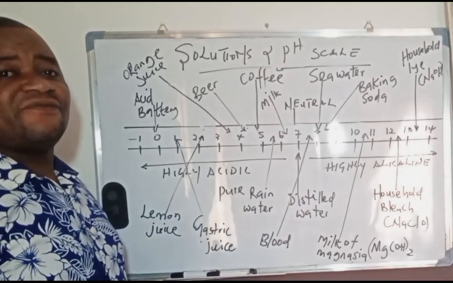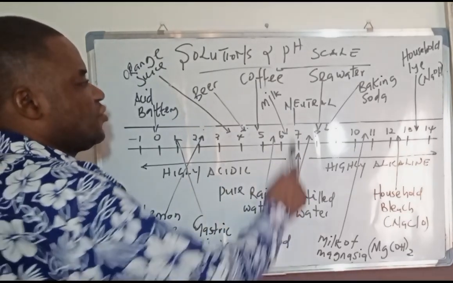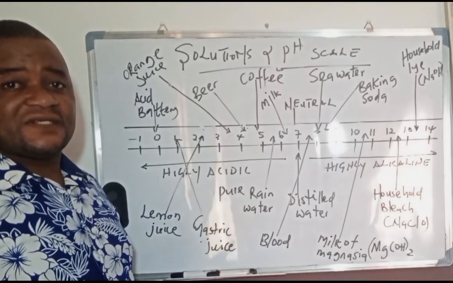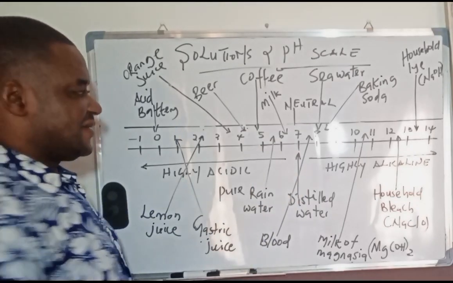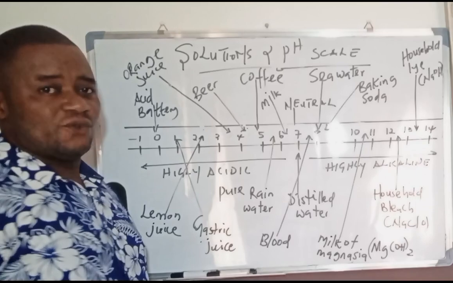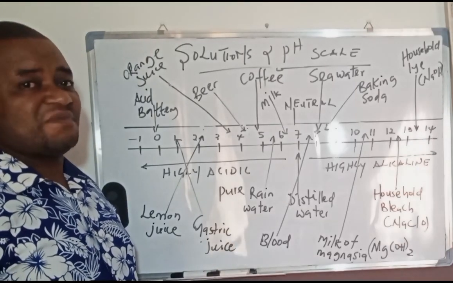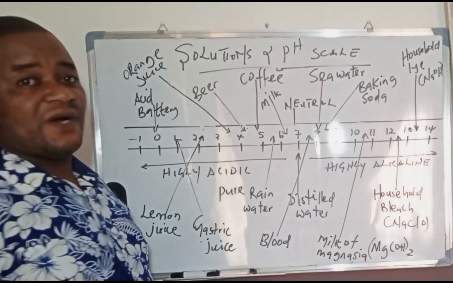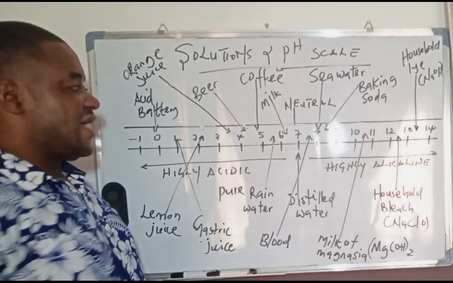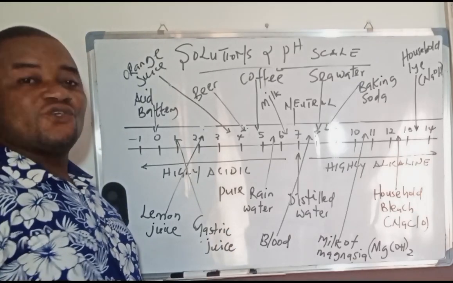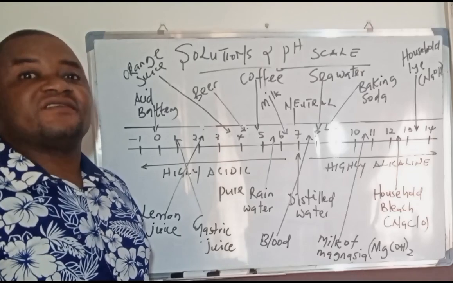So every solution that is neutral has a pH of 7. An example of that is distilled water. Distilled water is not acidic and also not alkaline. That means that if you take a litmus paper, whether blue or red litmus paper, and dip it in distilled water, it will be unchanged.